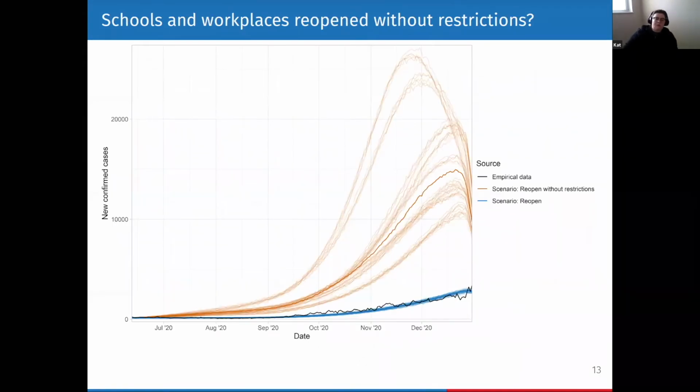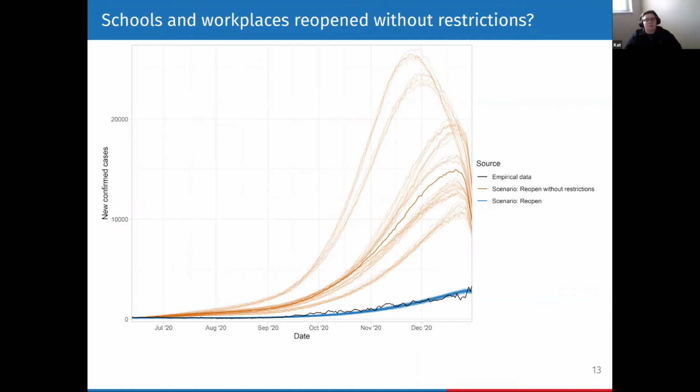So moving on into the fall, kind of our second wave, and we're just going to cut off at the end of December for simplicity. But looking at the option that we had once we decided we were going to reopen things was whether we're putting restrictions in place when we do this. Do we have masking policies, things like that?